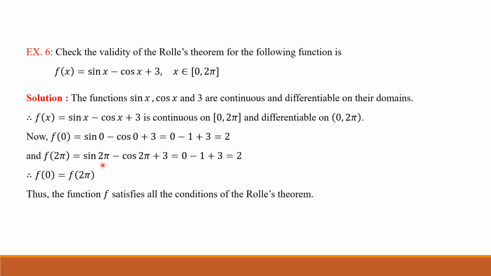And f of 2 pi. Put x equal to 2 pi. Sin 2 pi minus cos 2 pi plus 3. Value of sin 2 pi is 0, minus value of cos 2 pi is 1, plus 3, is equal to 2. Both the values are the same. Therefore, f of 0 equal to f of 2 pi. Thus, the function f satisfies all the conditions of Rolle's theorem.